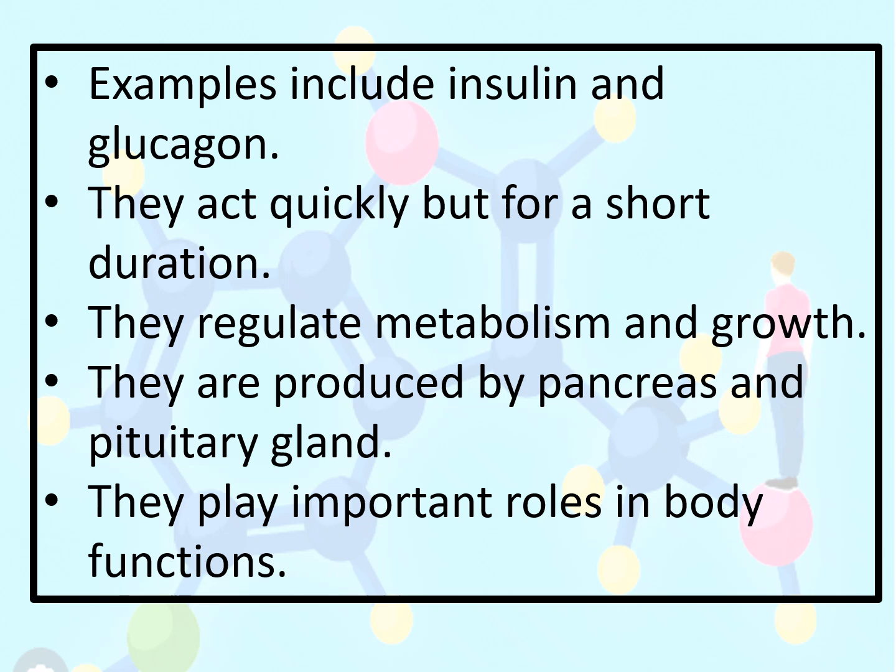Let us see with an example. Insulin and glucagon. We know that insulin regulates the blood glucose level by decreasing the glucose concentration, whereas glucagon is the antagonist, that is opposite, it will increase the blood glucose level.